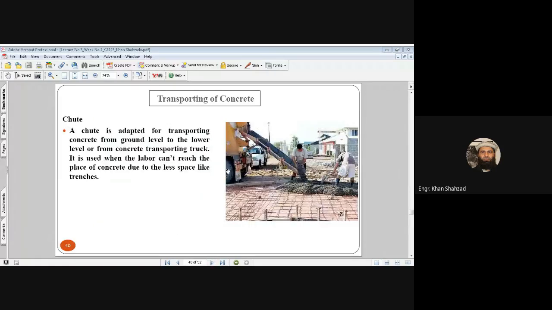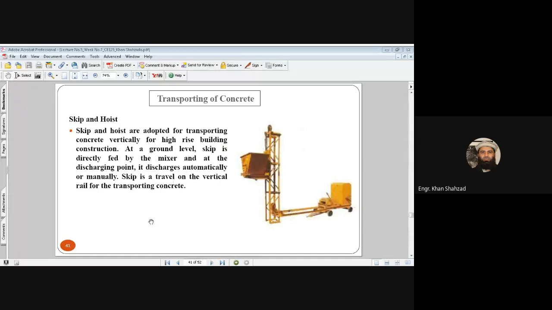Next one is the chute. We have already discussed this in the segregation topic. A chute is adopted for transporting concrete from ground level to the lower level, or from a concrete transporting truck. It is used when the labor can't reach the place of concrete due to less space, like trenches. When you are working in drains or you are making trenches, then you can use such type of chutes for transporting the concrete.